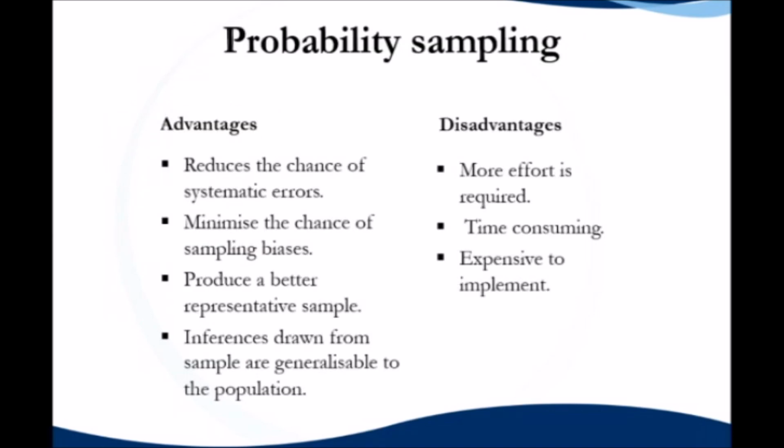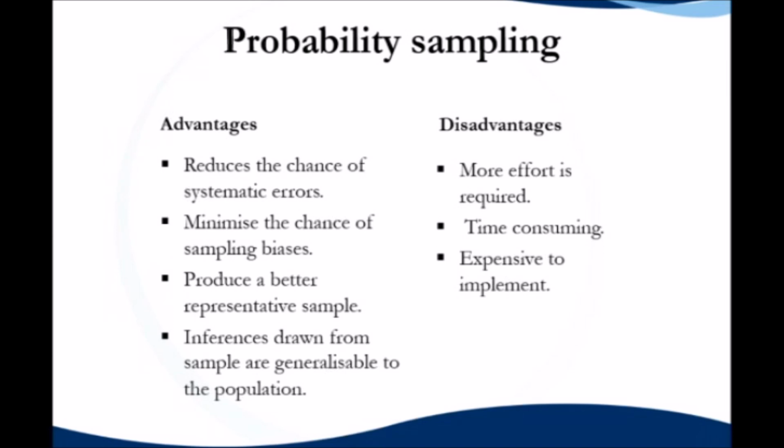The advantage is that you reduce the chances of systematic errors. That is with probability sampling. Sampling bias is reduced. The sample will be a better representation of the population, and you can make inferences and generalizations. However, more effort is required; it is time consuming and expensive. I think if this scheme could be done easily, most people would do it. However, for you to do probability sampling, you need a list of the units.